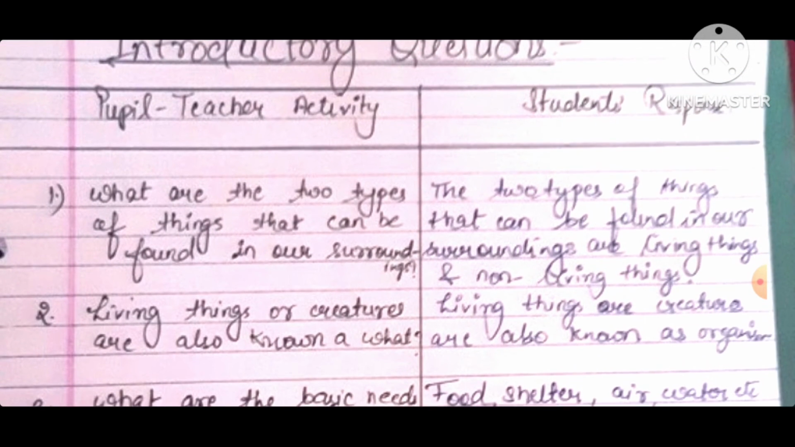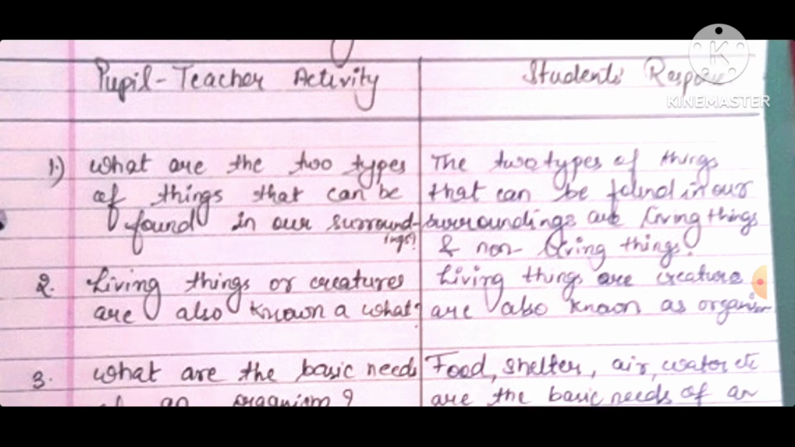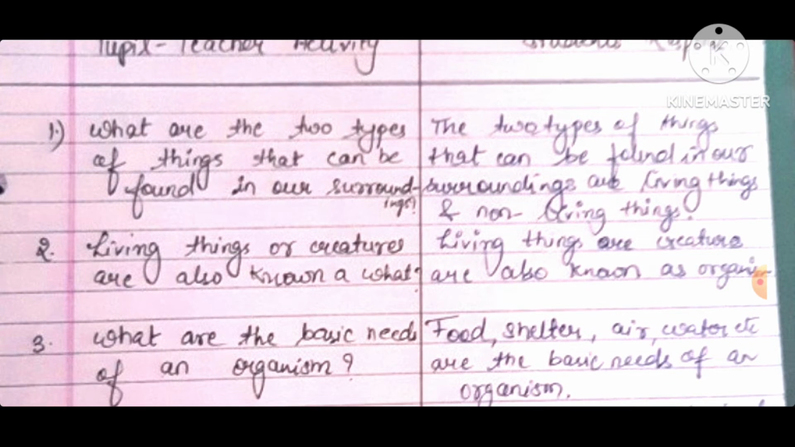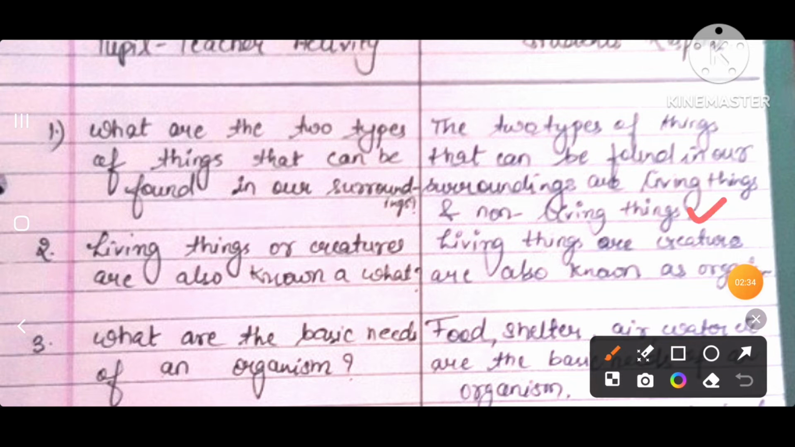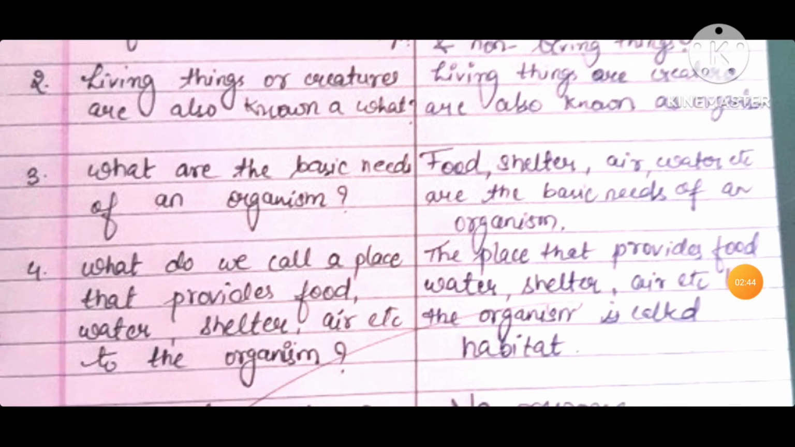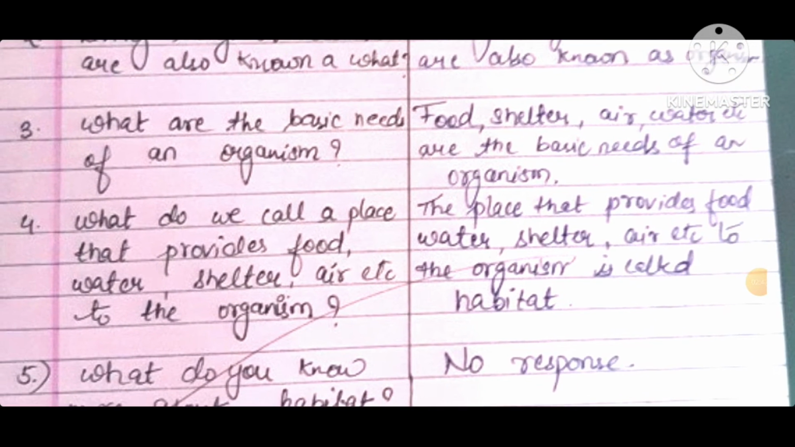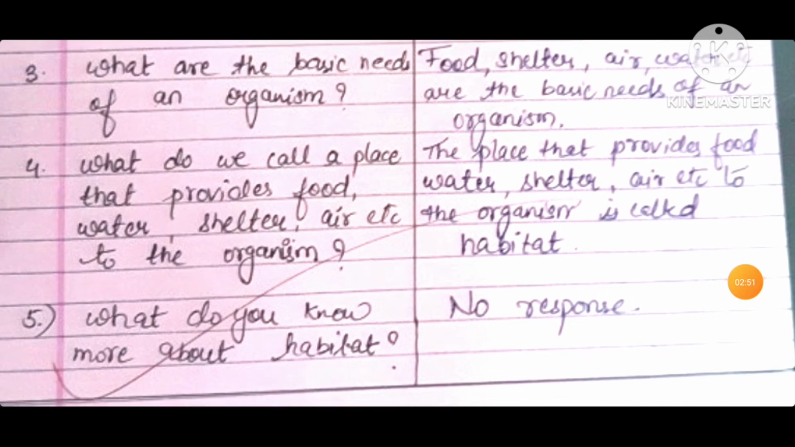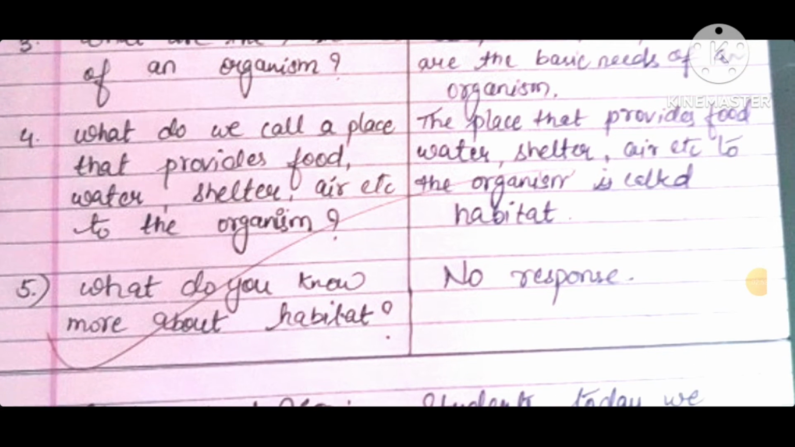So let us see the first question. What are the two types of things that can be found in our surroundings? In the student response, the two types of things that can be found in our surroundings are living beings and non-living things. The second question is, living things or creatures are also known as what? Living things or creatures are also known as organisms. The third question is, what are the basic needs of an organism? Food, shelter, air, water, etc. are the basic needs of an organism.